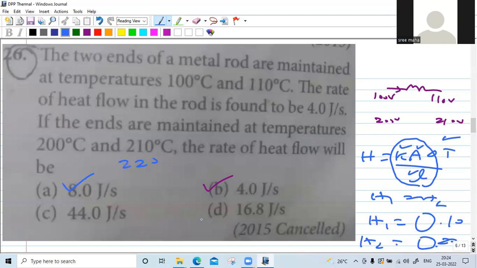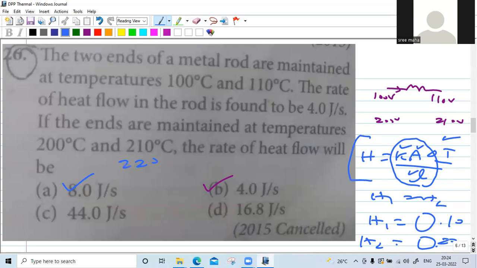This is the basic formula. Heat current is this one. Suppose it is 220, then delta T is different. In the first case, it is 10. In the second case, it is 20. So more heat will flow in the second case, and it is twice. Is it clear?